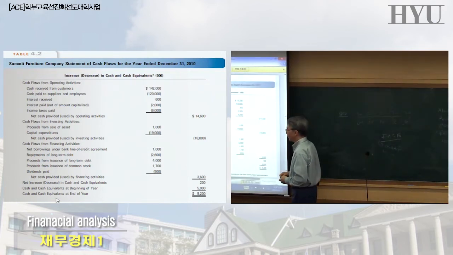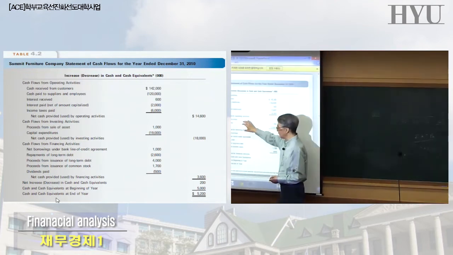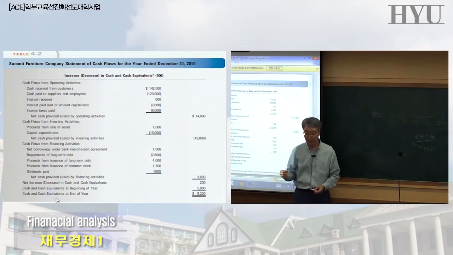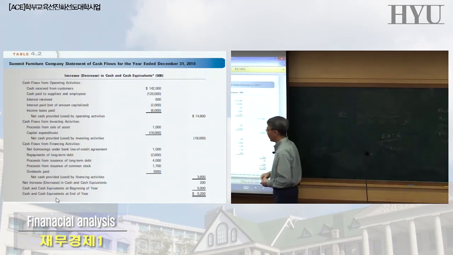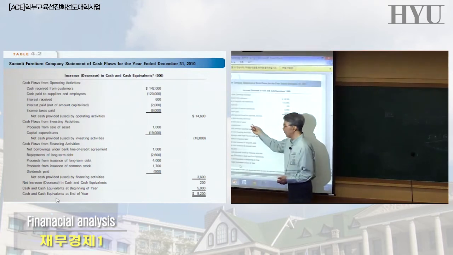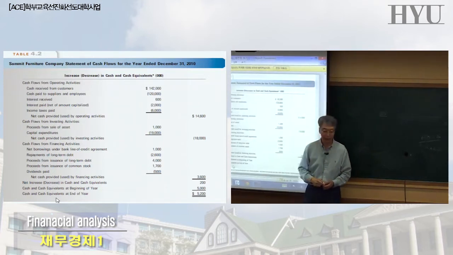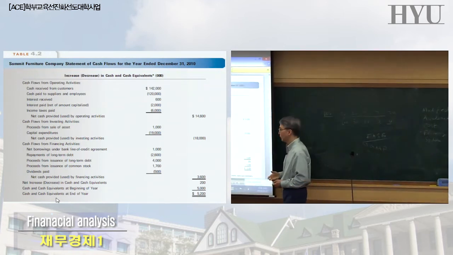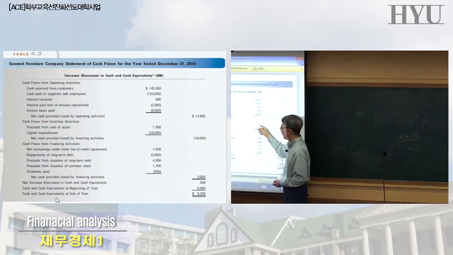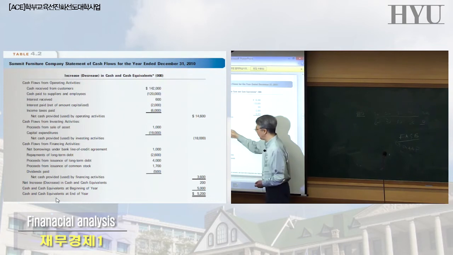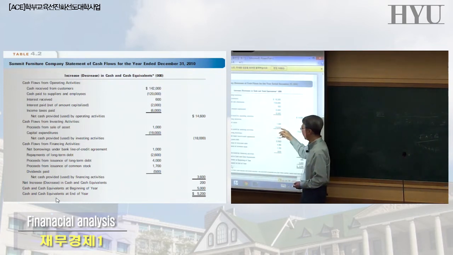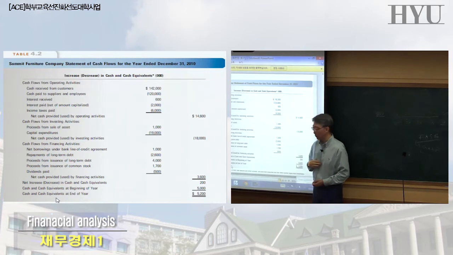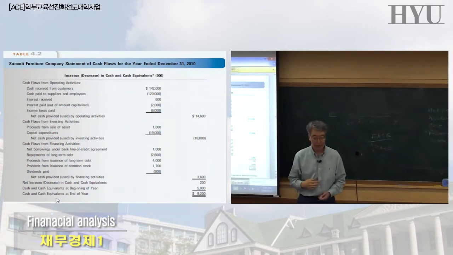Then the next section is investing activities. Investing activities typically means purchasing and selling assets. So, proceeds from sale of assets: maybe they had some equipment that they didn't need anymore, or they might have sold some land they were holding. They received $1 million cash by selling the asset. And then there was some capital expenditures. Again, here's a negative number. They spent $19 million in capital expenditure.